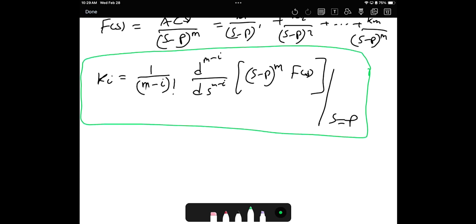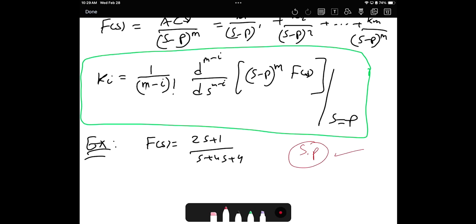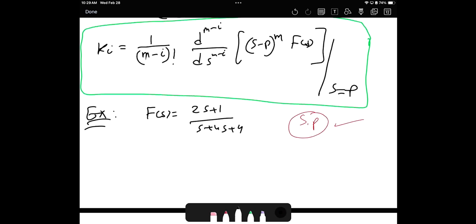How to deal with this? Let's give an example so we can get a better understanding. F(s) equals (2s plus 1) over (s squared plus 4s plus 4). Now, the first thing: is this strictly proper? Yes, it's strictly proper. Let's look at the roots. s squared plus 4s plus 4 equal to 0. The roots s will be negative 2, negative 2, right?